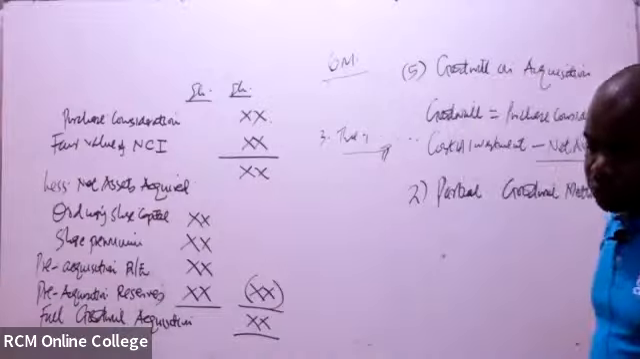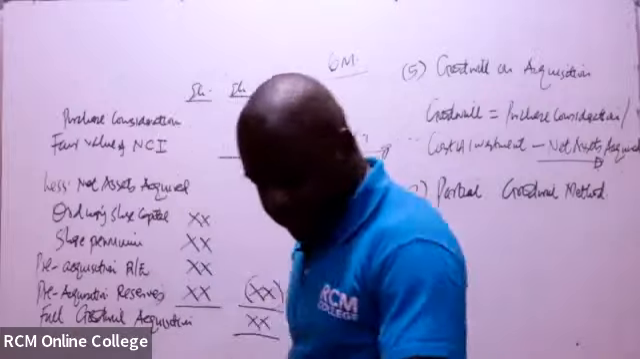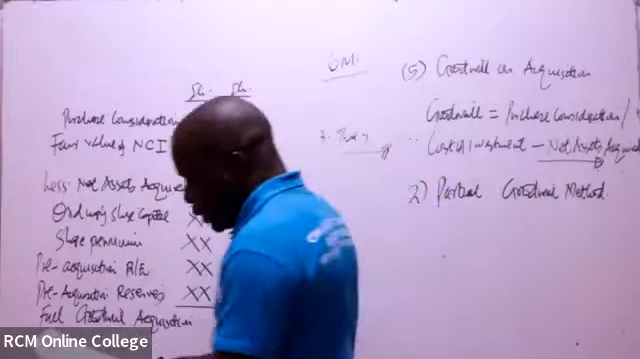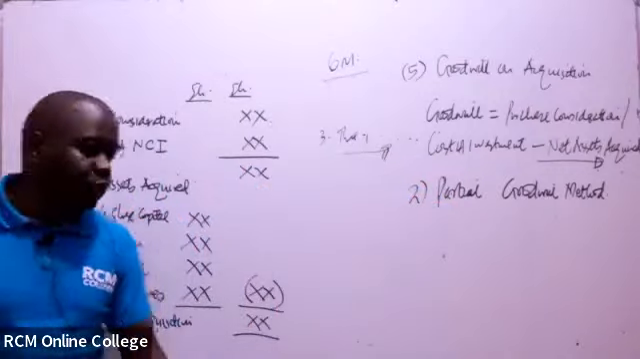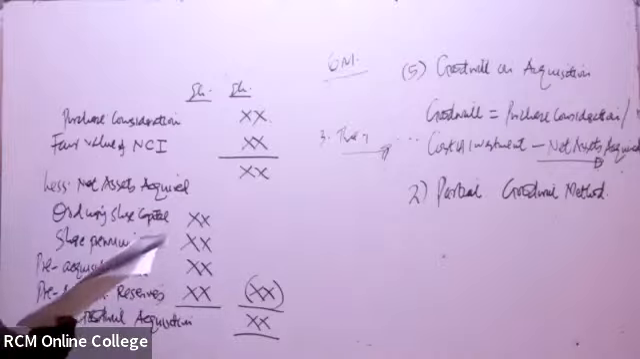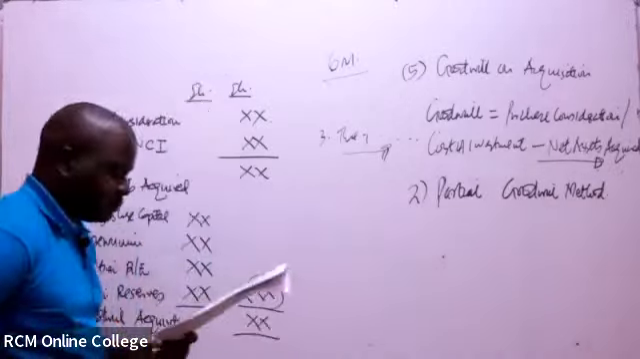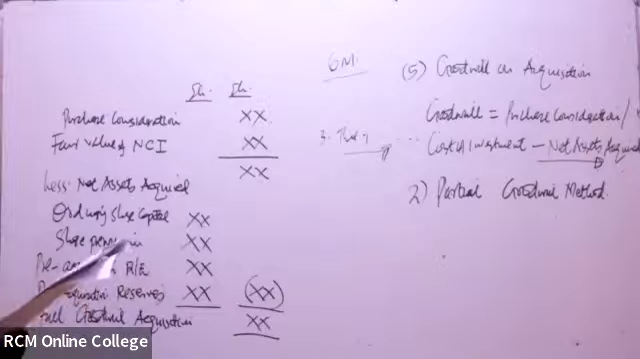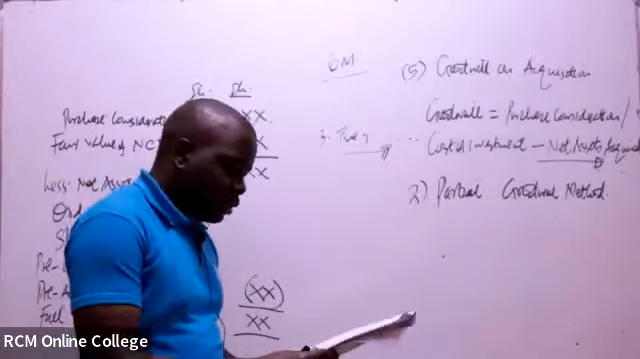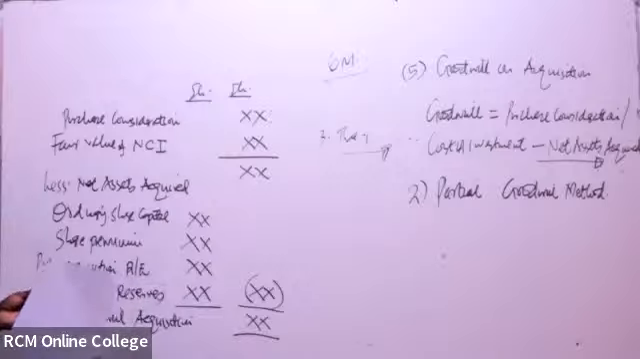So you write this about the partial goodwill method. This is where only the parent goodwill is recognized. This one is partial. You don't consider goodwill for the NCI. You say it is where only the parent goodwill is recognized.